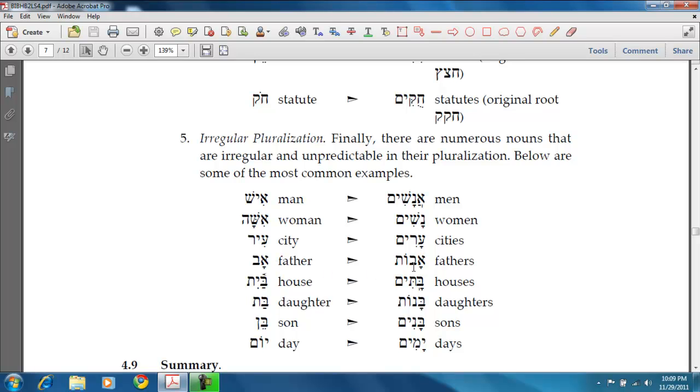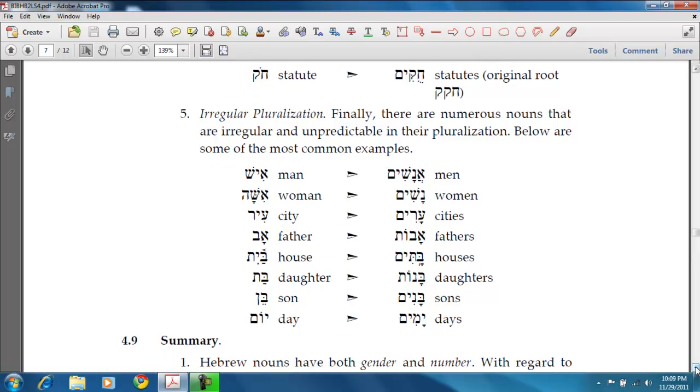Av to avot. You know, the difference here is you got a feminine plural ending on a masculine noun. Bayit for house is batim for houses. Bat for daughter is banot for daughters. And we have ben for son, which is banim for sons. Yom for day, and yamim for days. So, you got some irregular pluralizations on here, but you'll become familiar with them as you go through them.